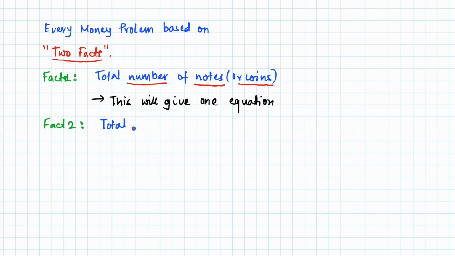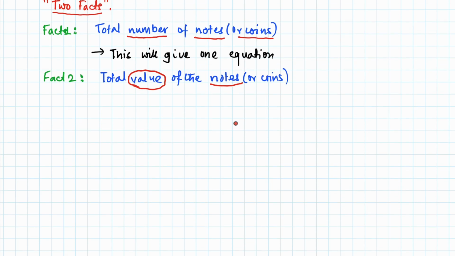Since there is a pair of equations, one of the equations we get from the number of notes and coins. What is fact number 2? The value of the notes or coins. So one is the number of notes and coins, and another is the value of the notes or coins. This will give the other equation of the pair of linear equations.